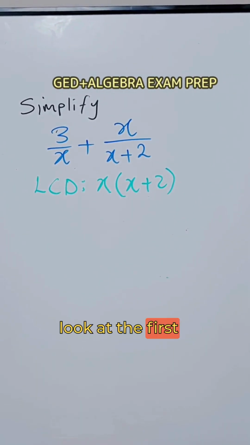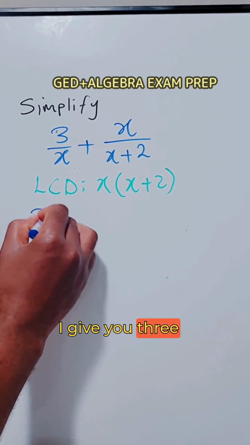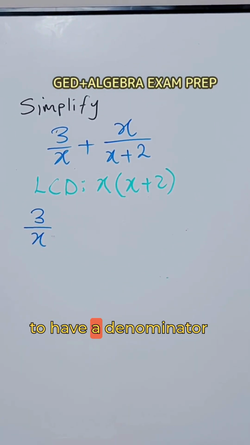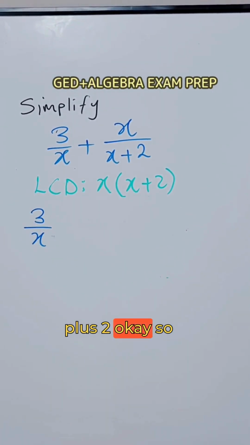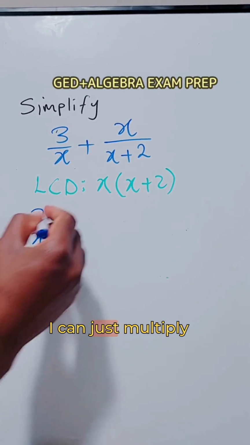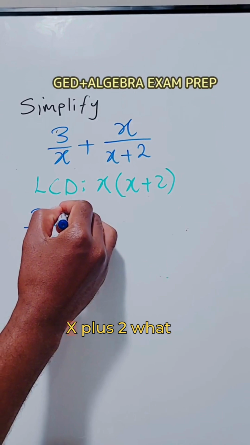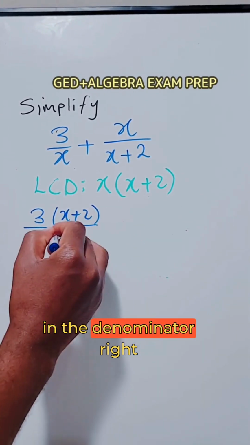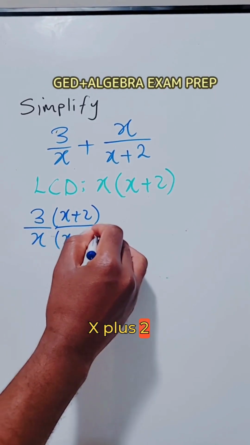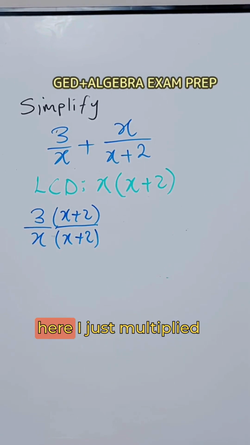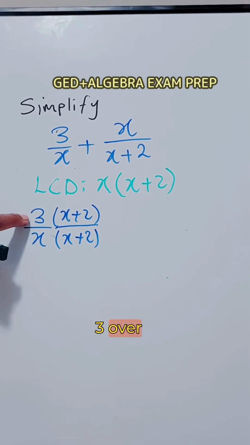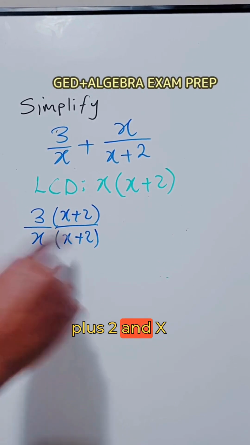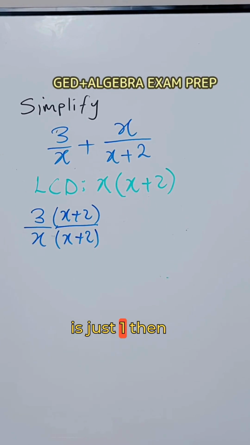Okay, now look at the first one. If I give you 3 over x, right, I want to write it to have a denominator of x plus 2. Okay, so what I can do, I can just multiply the numerator by x plus 2. What I do in the numerator, I do the same in the denominator, right? x plus 2. Okay, so what I just did here, I just multiplied 3 over x by 1, because x plus 2 over x plus 2 cancels, so that is just 1.